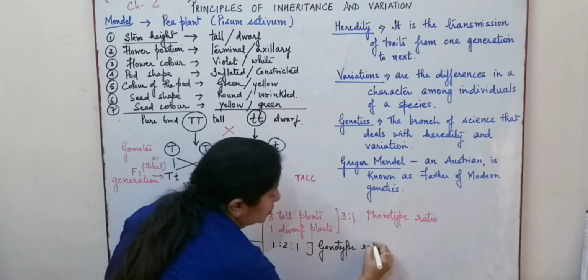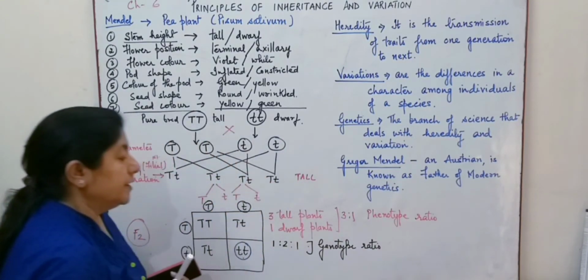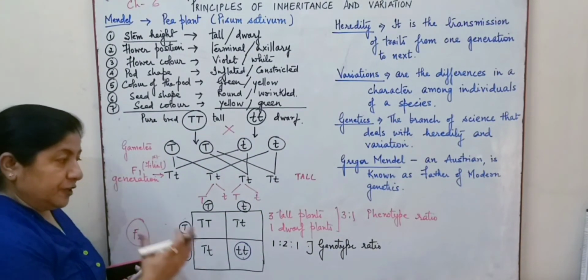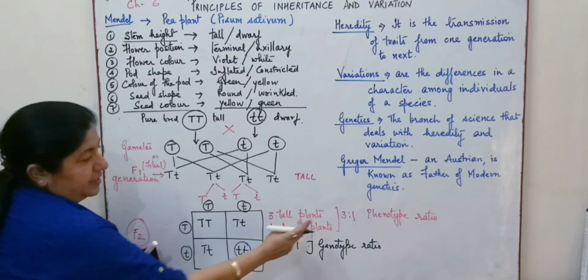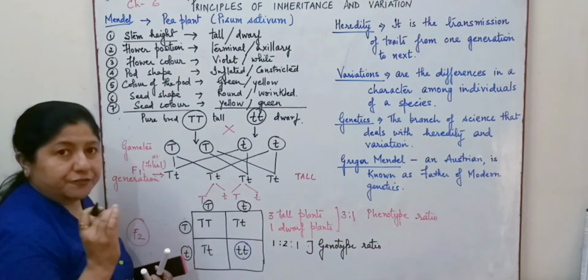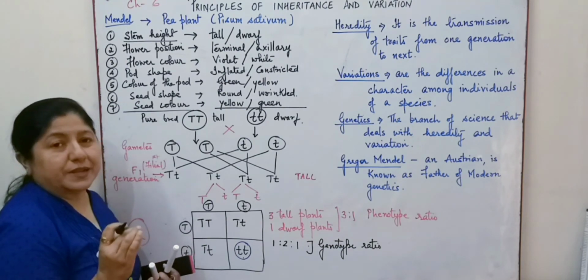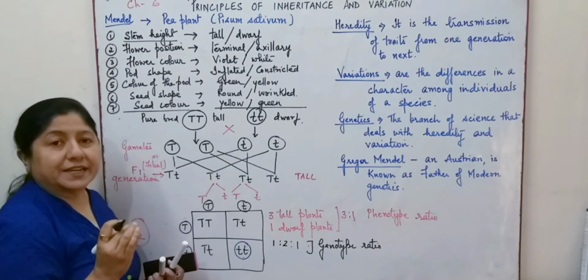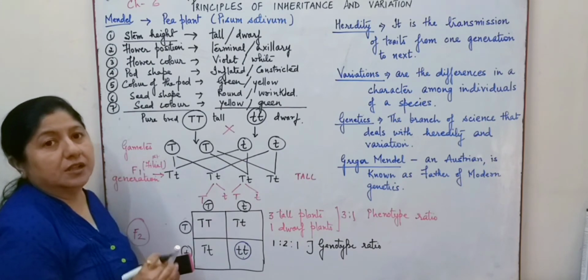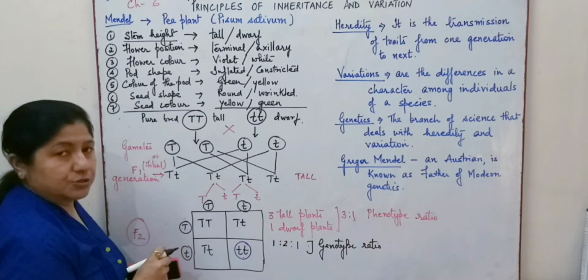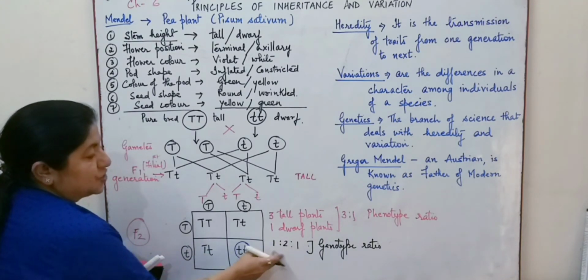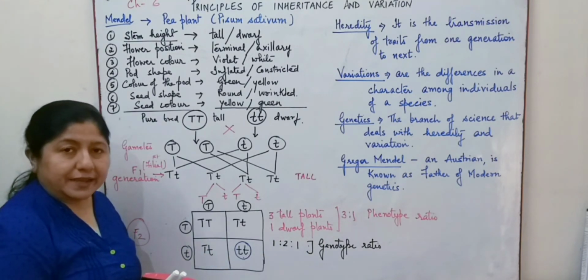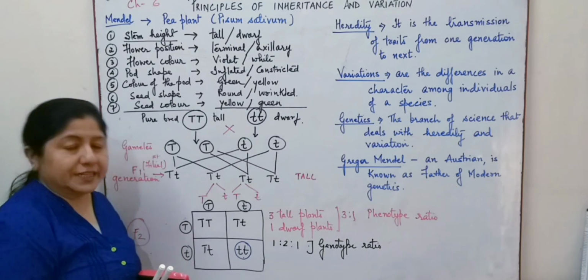This is the genotype ratio. Now, phenotype ratio and genotype ratio are different. That is, 3:1 is the phenotype ratio, which gives us an idea of the morphological observations or the outer structure which are easily observable. Whereas genotype ratio gives us an idea of the genetic constitution.